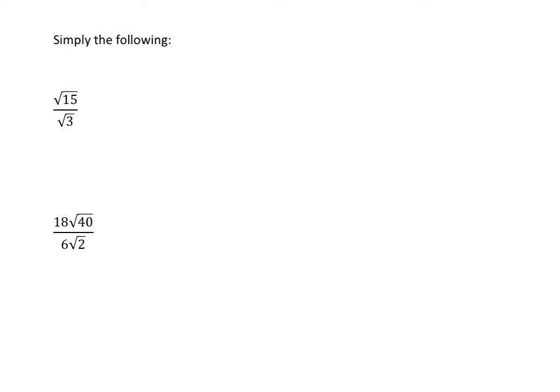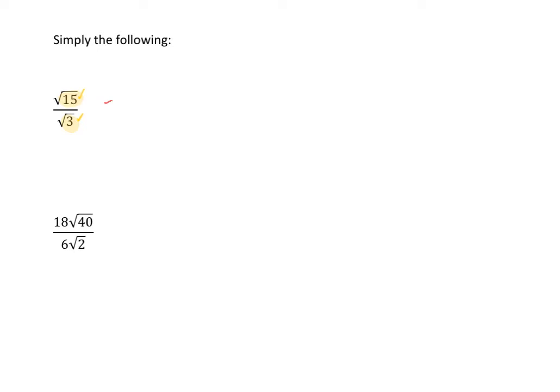So in my first example, I want to simplify the expression the square root of 15 divided by the square root of 3. So first I need to make sure that all my surds have been simplified, and the square root of 15 and the square root of 3 are both already in simplified form, so I don't need to do any simplification. I can go ahead and apply my division.